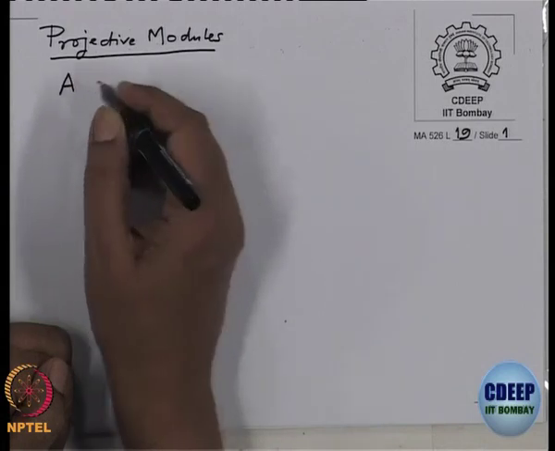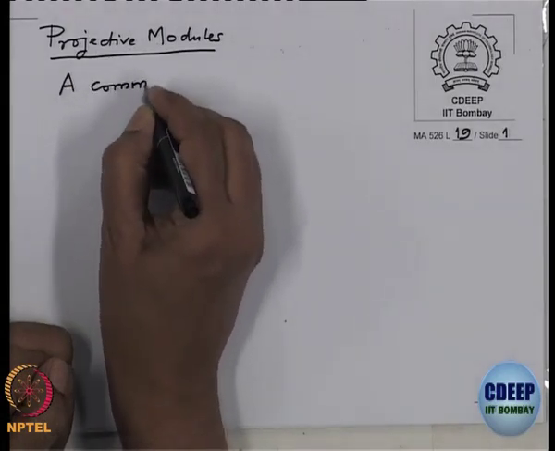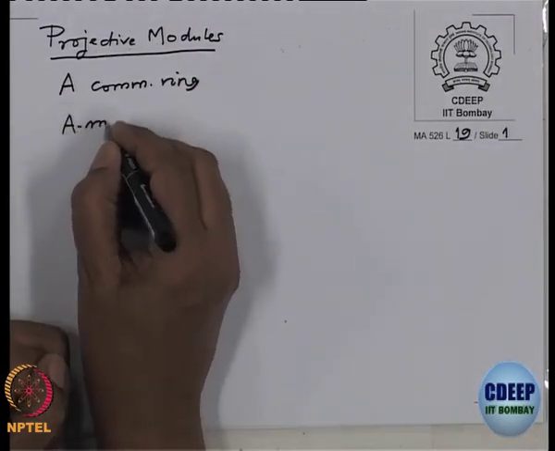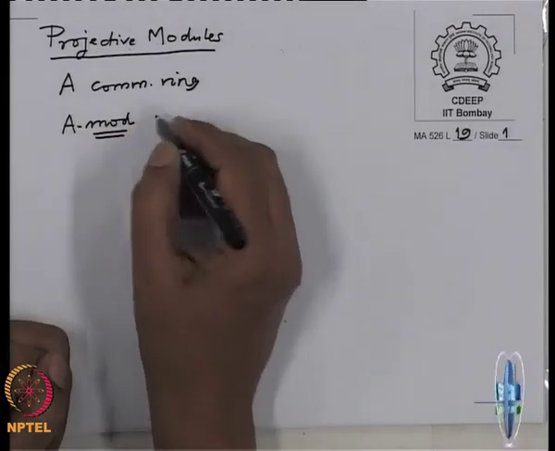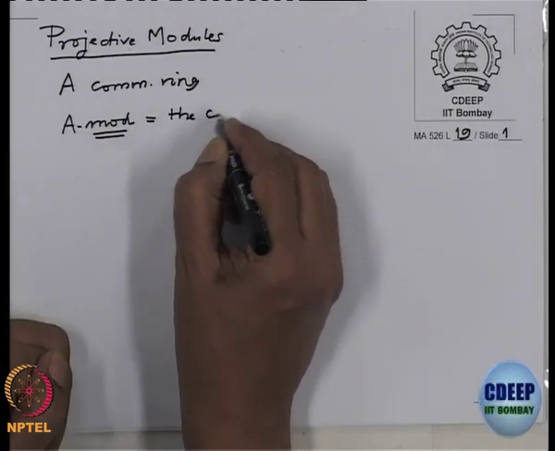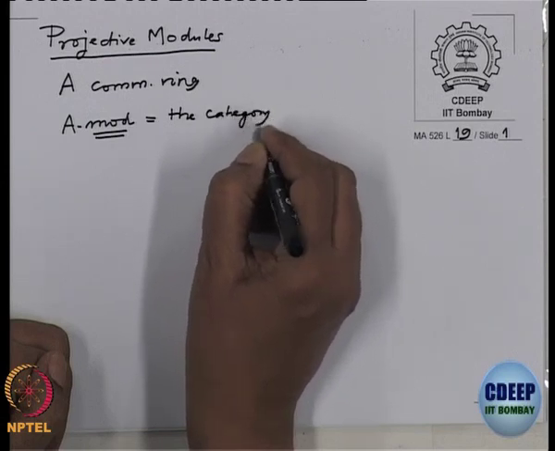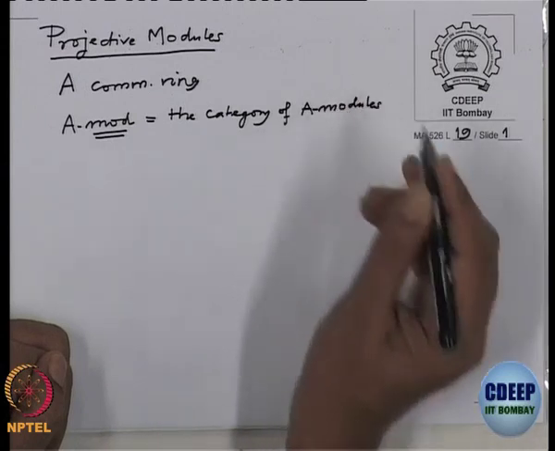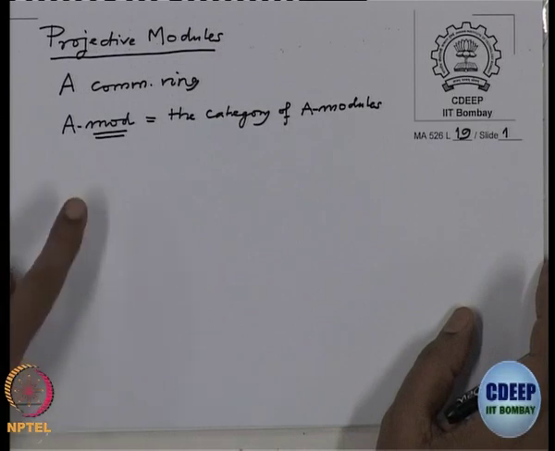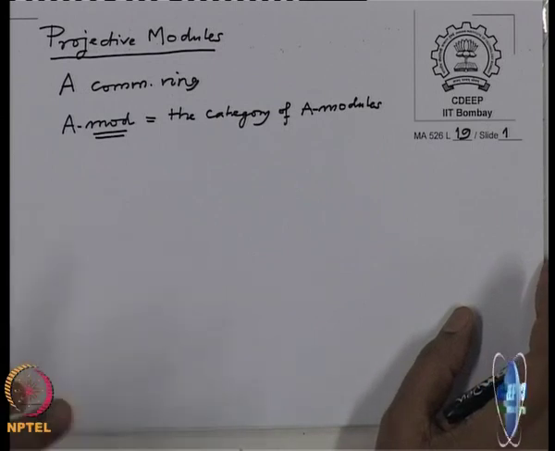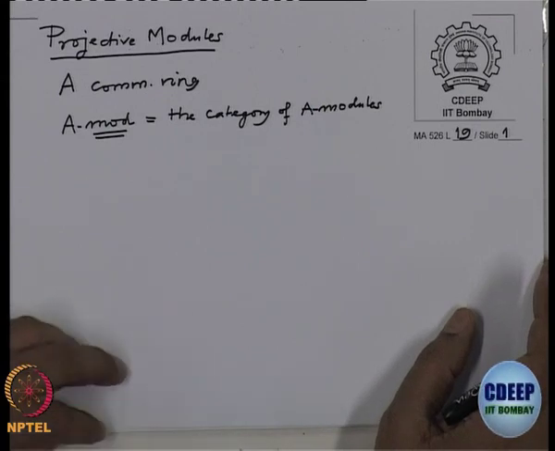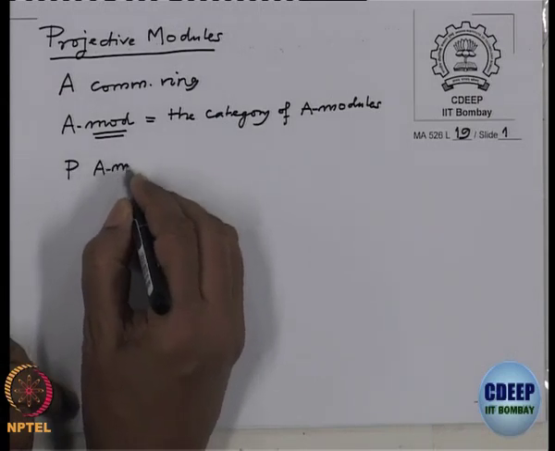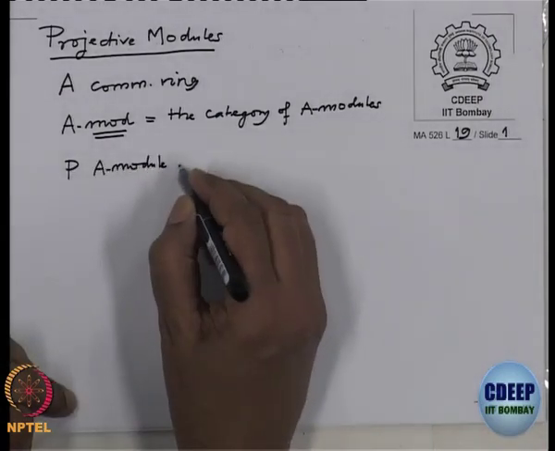So, A is our fixed commutative base ring, and we are studying the category of A modules. And the idea is to get information about the ring from this category. That is the main idea. Okay, so a module P is called projective.